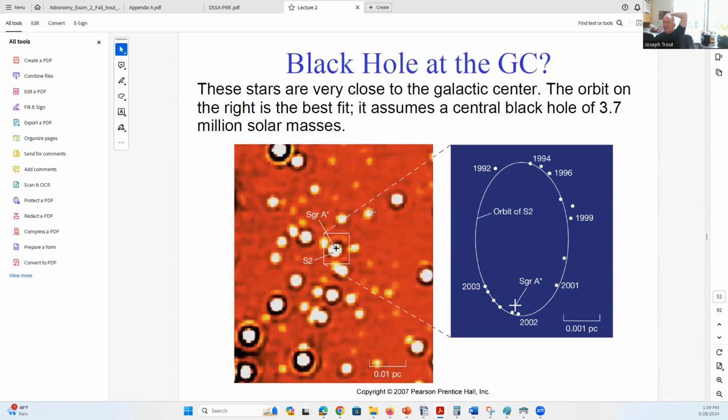We also think that there's a black hole somewhere near the center of our galaxy. These stars are very close to the galactic center, and their orbits are just about a right fit. So it assumes that there's a black hole at the center of about 3.7 million solar masses. So we have this black hole that everything seems to be rotating around. And many galaxies have a black hole.